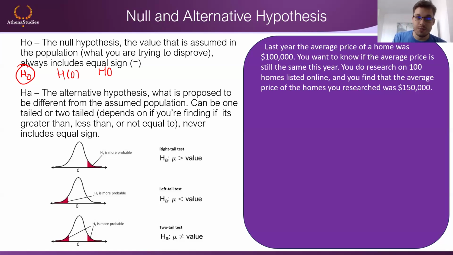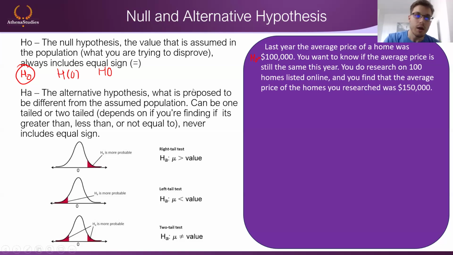So the null hypothesis, we write it as H0. So that's basically the assumption that we're trying to disprove, or it's the value that is assumed in the question, right? So in the population. In our case, we saw that H0 was basically the value of the homes that was last year, right? So the H0 is basically that the average price of the homes is 100,000.